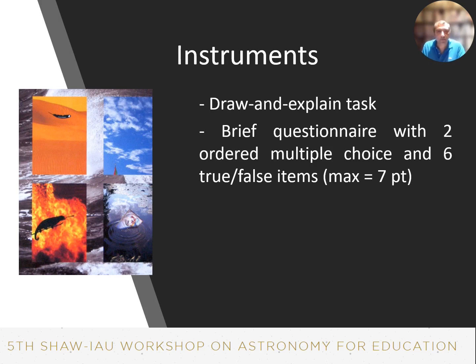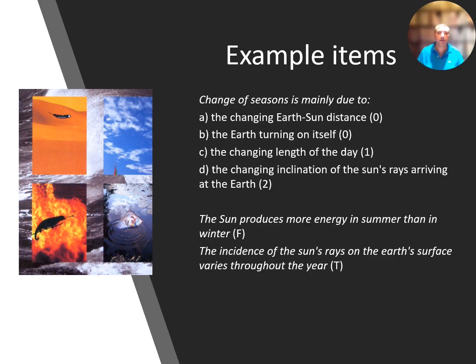As a research instrument, we used a draw and explain task and a brief questionnaire featuring 2 ordered multiple choice and 6 true-false items. The brief questionnaire was given also as a pretest as a baseline comparison between the 6 groups. True-false items were given 0.5 points for each correct answer, while ordered multiple choice items were given 1 point for selecting the partially correct answer and 2 points for choosing the correct answer.